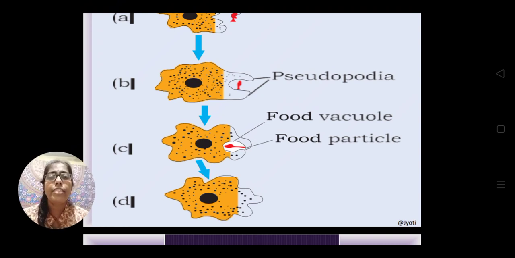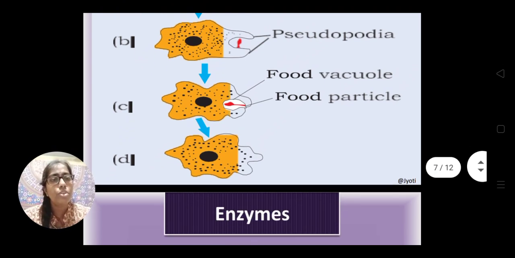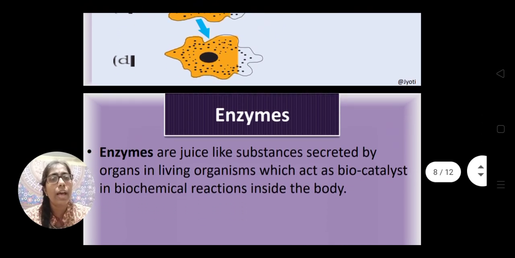Then after digestion, the digested food is absorbed by the cytoplasm and assimilated to different parts of the cell. Ultimately the food vacuole along with the undigested food comes to the surface, and the waste material or undigested food is expelled out. So this is how nutrition takes place in the case of amoeba.